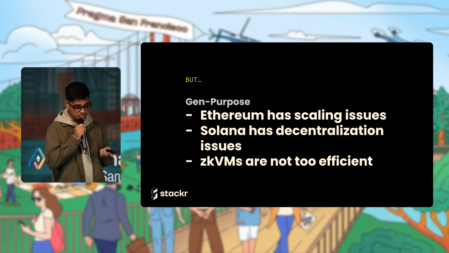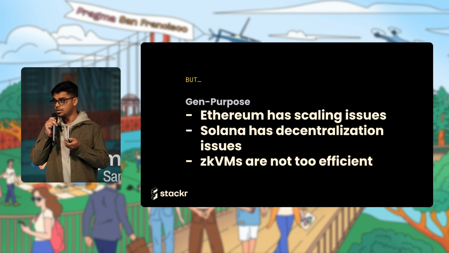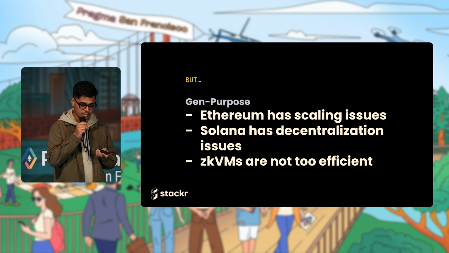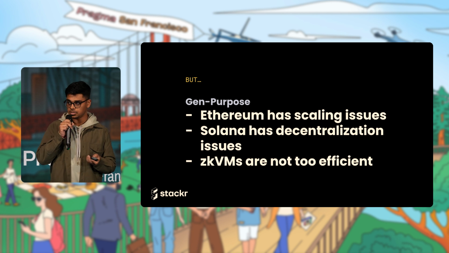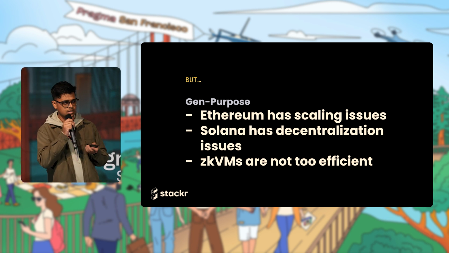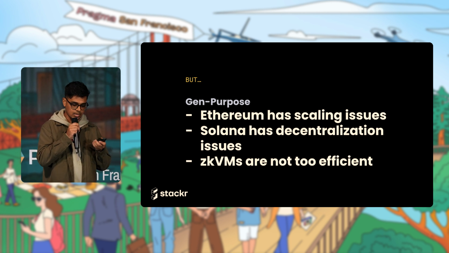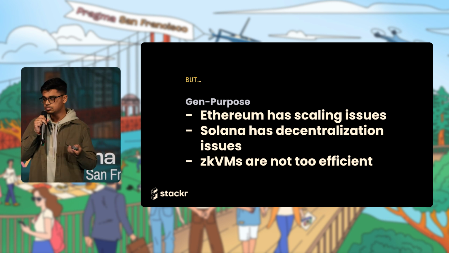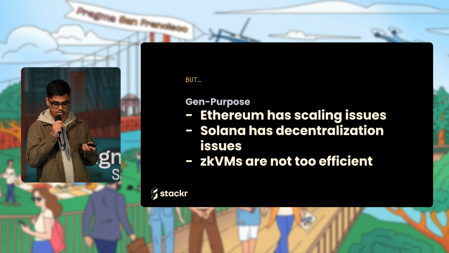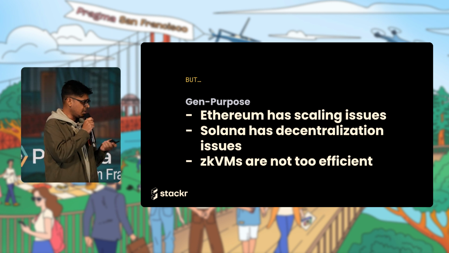General purpose systems have problems. Ethereum has scaling issues. We have all been working around it, building rollups and different solutions for it. Solana has decentralization issues because of the system requirements, which are very high. You lose some of the decentralization because of it, but then again, it does parallel transactions very well. And ZK VMs are not too efficient, so we have recently been benchmarking a lot of different ZK VMs, the general purpose ones that target the RISC-V architecture.